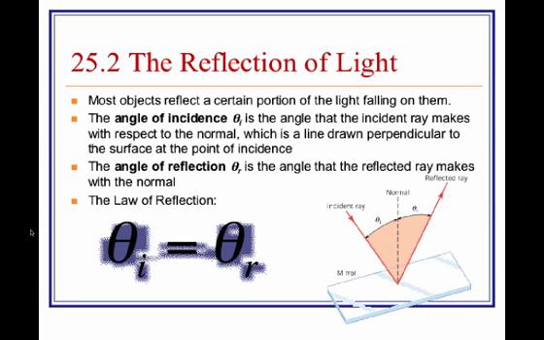Now, incidence refers to the incident ray, the ray coming into a surface. And the angle of reflection is the angle reflected back off of this, with respect to the normal. Along a surface, the incident ray always makes the same angle with respect to the normal of the surface, that's the perpendicular of the surface, as the reflected ray.